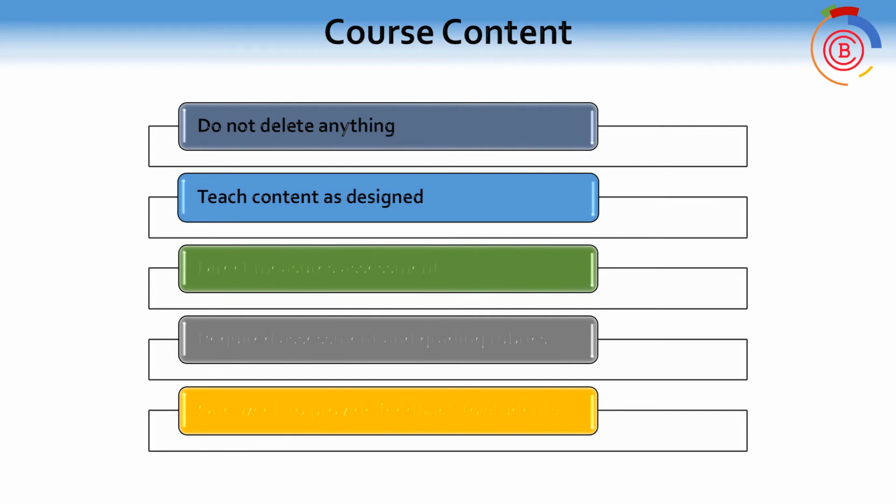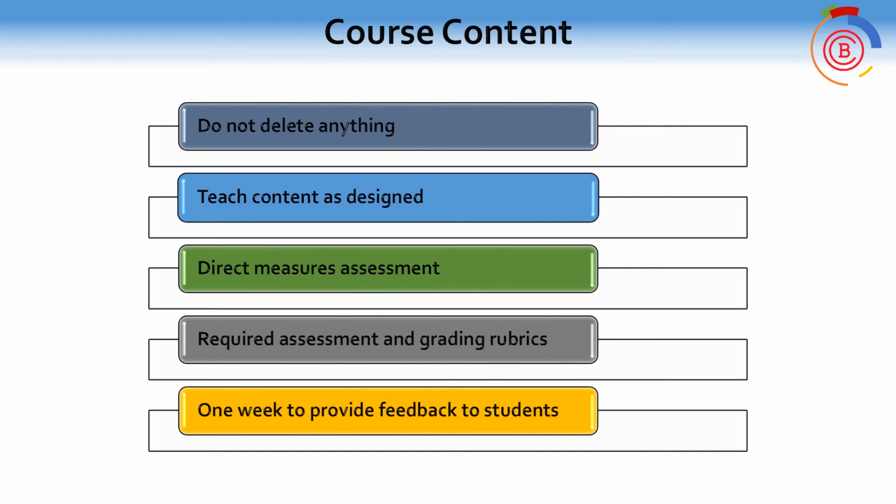Teach the content as designed using the required textbook. Use the direct measures assessments that are included in your course. Required assessments and grading rubrics, such as clickable rubrics, need to remain intact for data collection. And finally, on-ground instructors have 1 week to provide feedback to students on any assignment or assessment, so keep your grade center as close to real time as possible using that 1-week window.